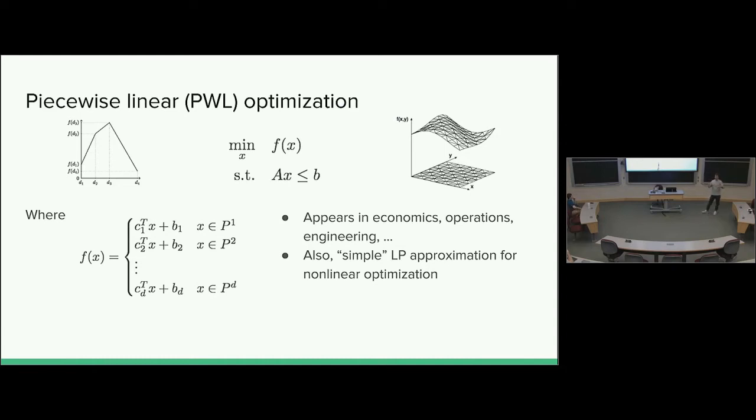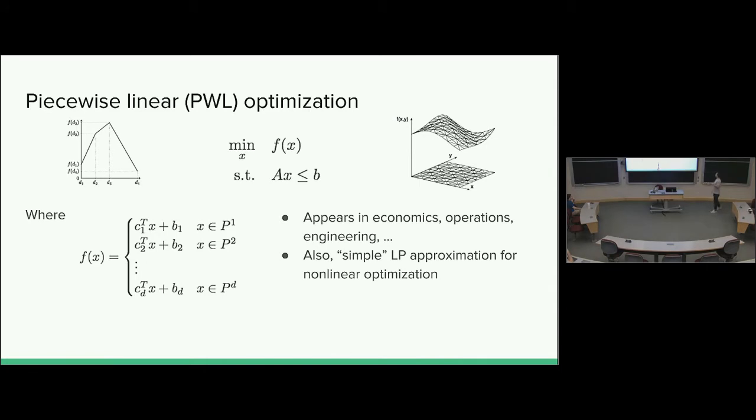We break down the domain of the function into some pieces, P1 through Pd. And on each one of these pieces, we stipulate that the function takes a linear form. For example, in a univariate case here, let's say the domain is a bounded interval. We can break this whole domain down into the segment between d1 and d2, the segment between d2 and d3, and the segment between d3 and d4. On each one of these subintervals, the function is linear.